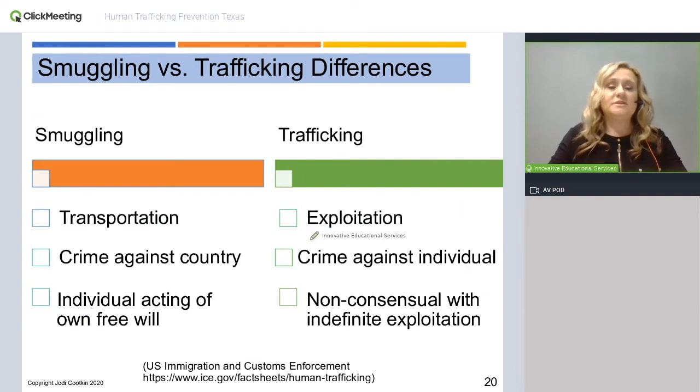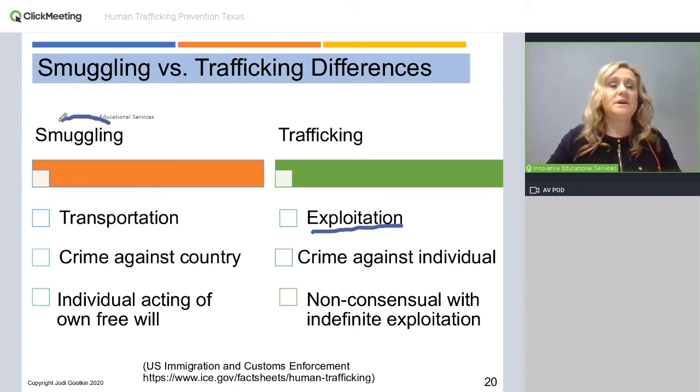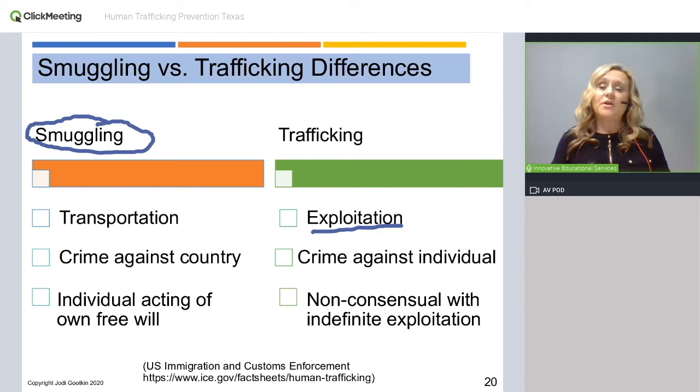Trafficking is that exploitation component where the individual is forced into sex acts or labor for the benefit of another individual. It is non consensual, it's a crime against that person. Smuggling, on the other hand, is recognized when an individual is specifically trying to avoid the normal immigration process. They're trying to skip a typical legal process. They're coming into a country against the laws, but they are acting of their own free will if it's smuggling.